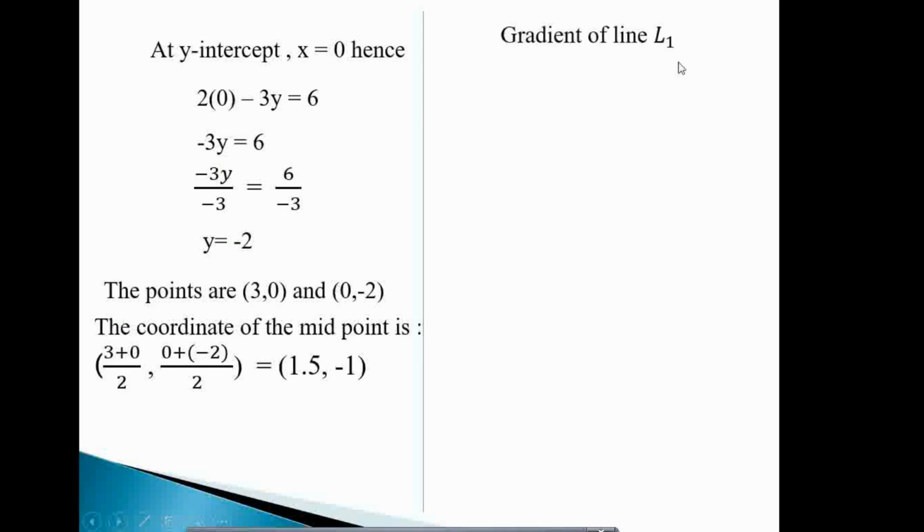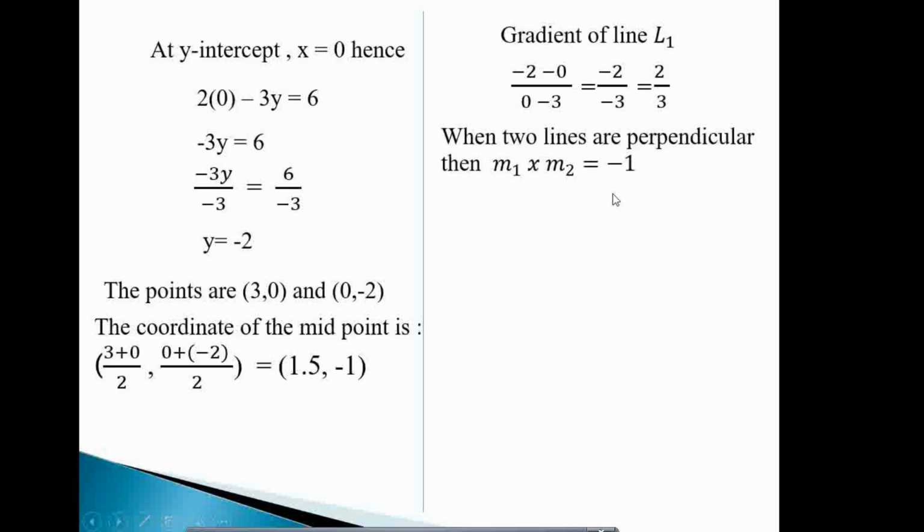So the gradient of the line L1, we can also look at the gradient of the previous line, which had points (3, 0) and (0, -2). If you want to get the gradient, we know that gradient is always obtained from change in y divided by change in x. So you can take -2 minus 0 for the change in y, and 0 minus 3 for the change in x. This gives me the gradient as 2 over 3.